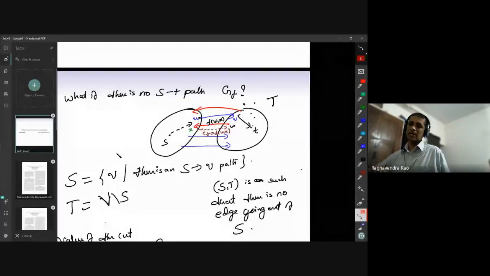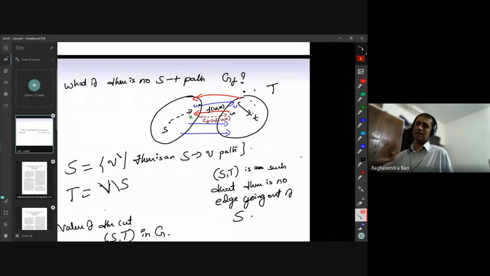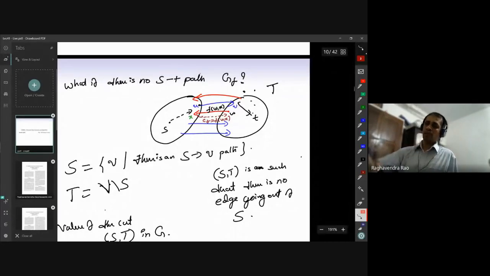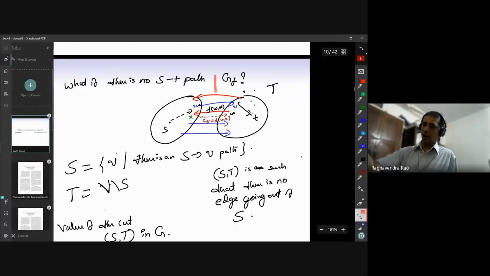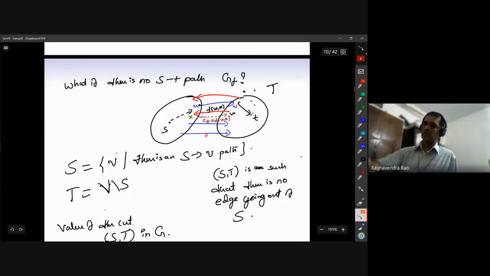Either way, what in effect this means is that the net outflow is the flow assigned to blue edges minus the flow assigned to red edges. But the red edges would have had 0 flow, and blue edges would have had flow equal to the capacity, which is nothing but the capacity of the cut. So the capacity of the cut is the sum of capacities of all blue edges.